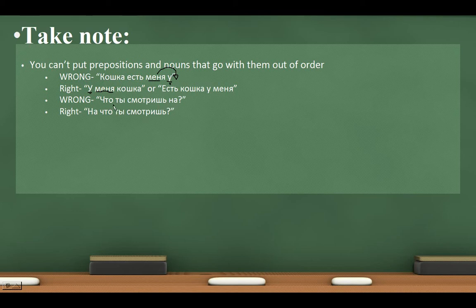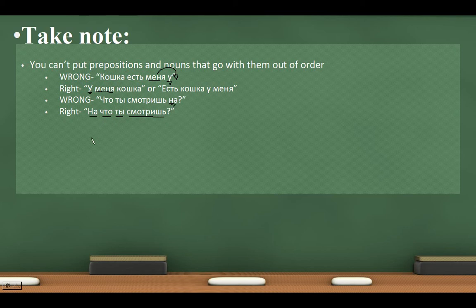But this is totally wrong, and this would make no sense to a Russian speaker. Not only is this wrong grammatically, but this na can sometimes be offensive. And because this is more or less a family channel, I'm not going to tell you why this is offensive, or teach you how to use it offensively. So the correct way to say it is, at what are you looking? So you have the na, which is at, что is what, ты is you, and смотришь is are looking.